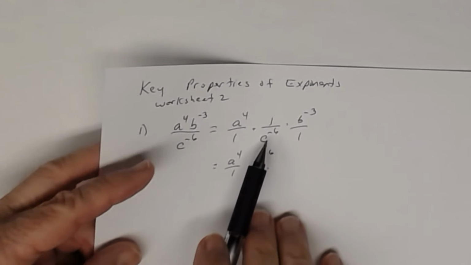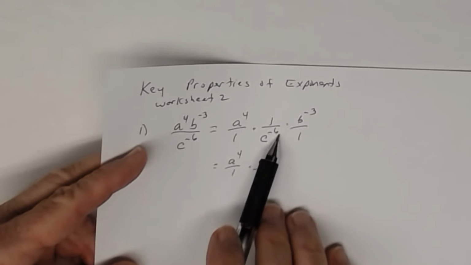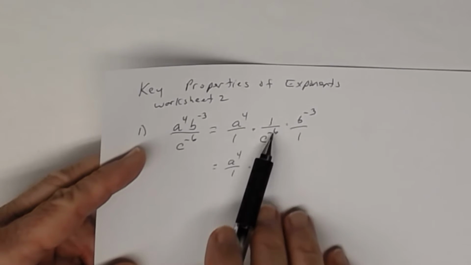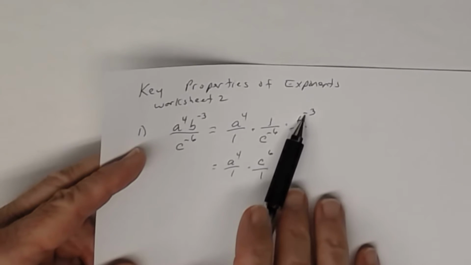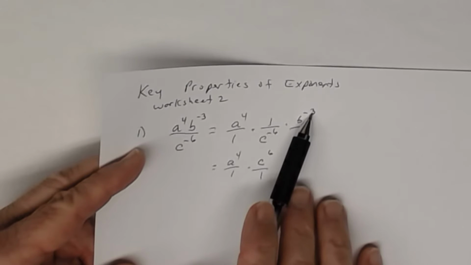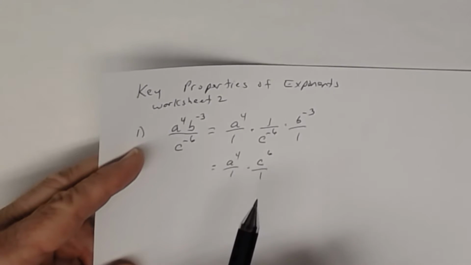What most students remember about this is this: if the exponent is negative in the denominator, whatever is being raised to the negative power, you bring it to the numerator, and that exponent becomes positive. Same idea here: if it's negative in the numerator, you take whatever's being raised to the negative power and bring it to the denominator.